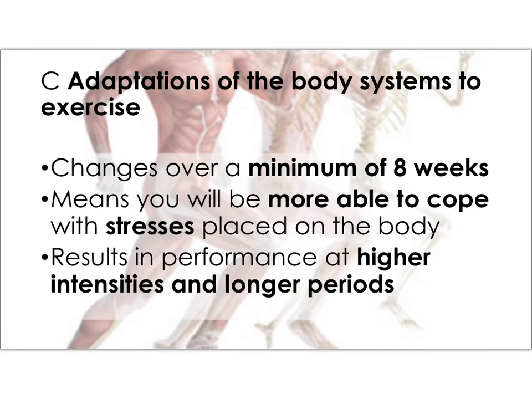So in this section, we are looking at adaptations, which are changes over a minimum of 8 weeks of training, and that can be aerobic training such as jogging, or that can be anaerobic training such as strength and lifting weights. It means that we're more able to cope with stresses placed on the body. So if we're changing direction at speed, an adapted body will be able to cope with that and have no damage to the bones or the connective tissue, for example.